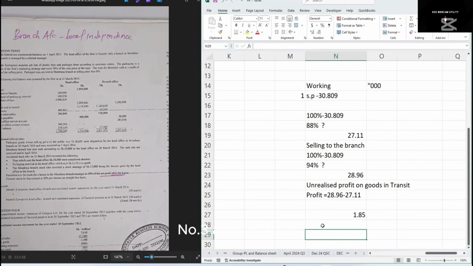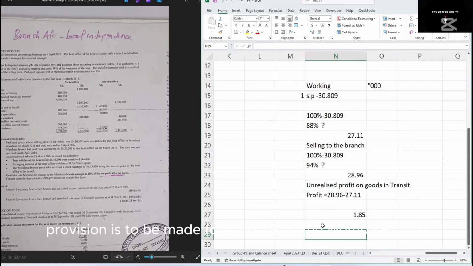Number 3, the annual stock take on 1st March 2024 revealed the following: the toys which cost the head office 10,000 were considered obsolete. So we don't have the working for that. It will be just an expenditure like the others. And then packaging material at the head office, which cost 5,000, was spoiled. That one also will be an expenditure. The Mombasa branch stock take revealed a stock shortage of 13,000, being the invoice price by the head office to the branch. So that is also the expenditure.